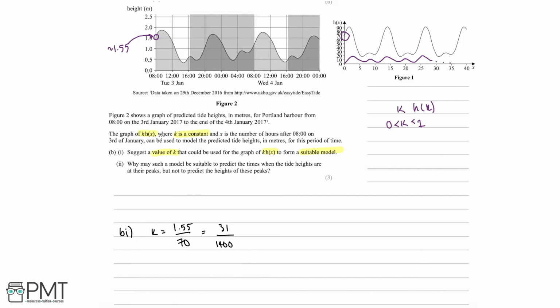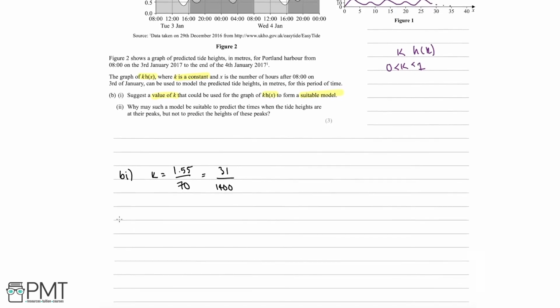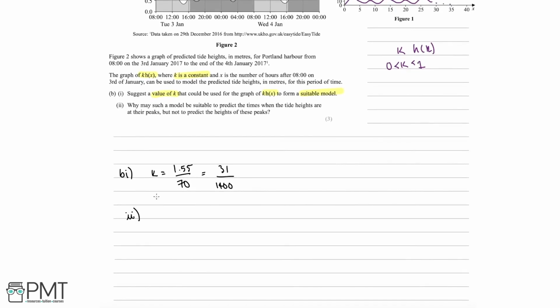You can look closely that the question asks us to suggest a value of k, so your value of k might be slightly different, but the mark scheme wants our answer within a range, and this actually works within our range. For part II, we want to ask ourselves, why may such a model be suitable to predict the times when the tides are at their peaks, but not to predict the heights of these peaks?